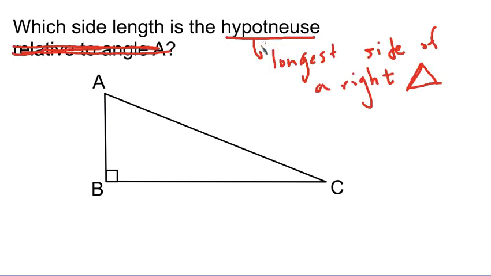But hypotenuse is a constant. It's not changing because of its definition. It's the longest side of a right triangle, and that doesn't matter where you're standing. It's always going to be the side length, in this case, AC. So the answer to this question would be AC, the side across from 90.